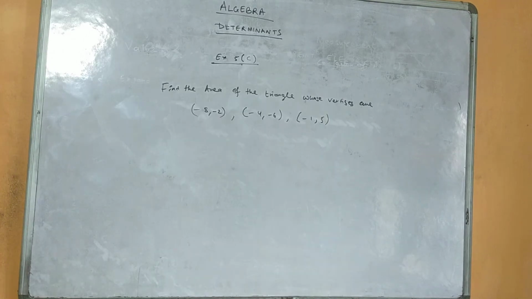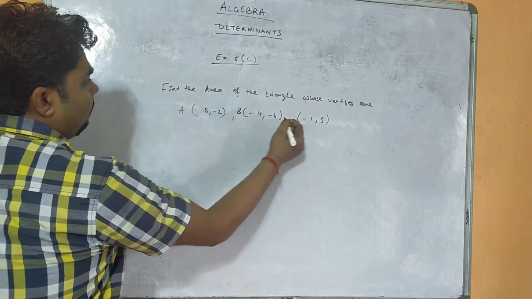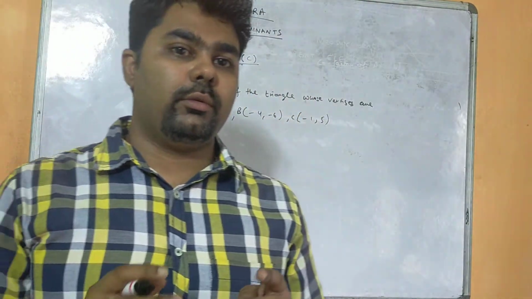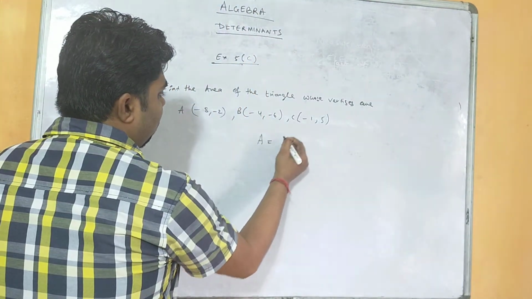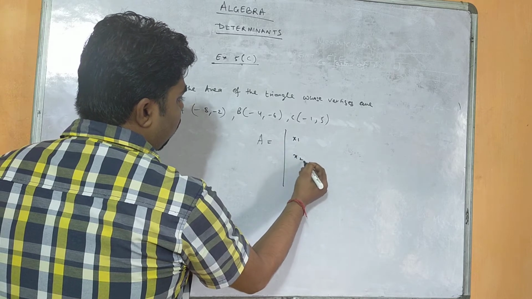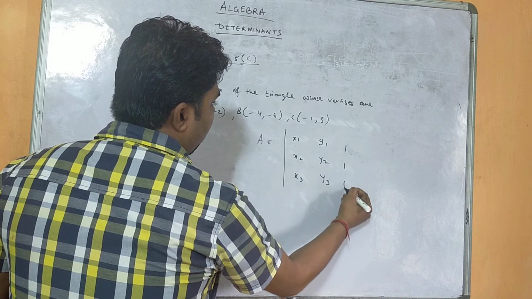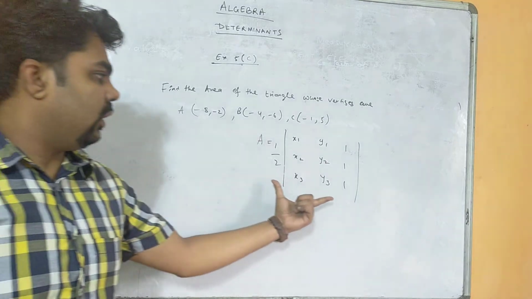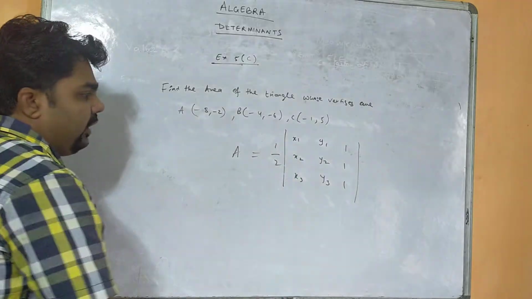So the next exercise we have: find the area of the triangle whose vertices are A, B and C. That means 3 vertices of one triangle are given, and you need to get the area of this triangle. To find the area of any triangle, the formula is half times the determinant with rows x1, x2, x3, y1, y2, y3, and 1, 1, 1. So this formula is used to calculate the area of any triangle.